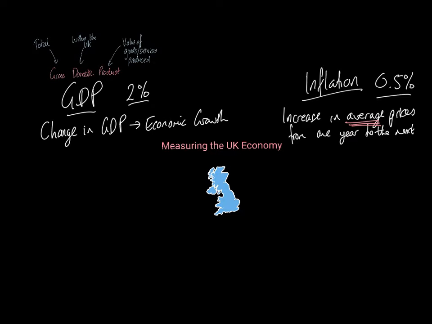Now 0.5% is very low, both historically for the UK and on an international stage. We'll look at that more as we go through the course, but 0.5% is very low at the moment. Normally the Bank of England tries to get that figure to around about 2%, but there are various economies around the world that have inflation of double digits, 10%, 11%, that sort of thing. And in the past, there have been circumstances of hyperinflation where inflation is in the millions of percent. So inflation, though, is just measuring the increase in average prices from one year to the next.